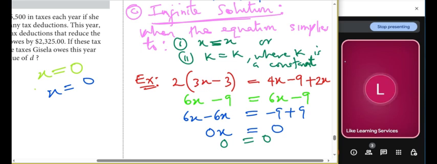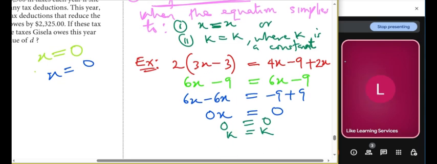Infinite solution. Because I told you k is equal to k, where k is a constant. Or if you also get x equal to x, it's just like saying k is equal to k. So, infinite solution. This implies infinite solution.